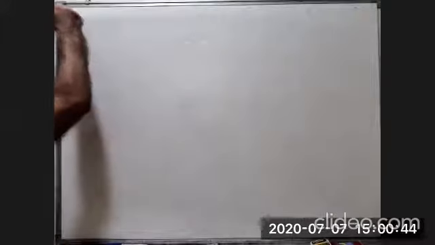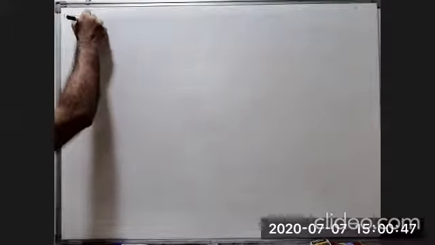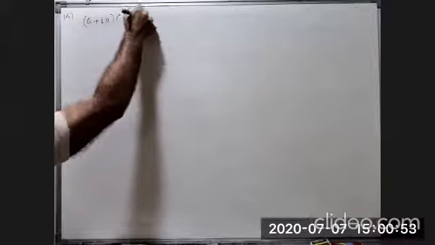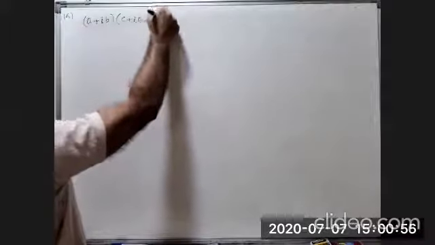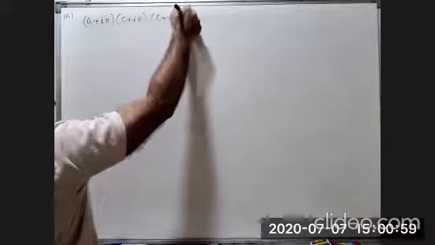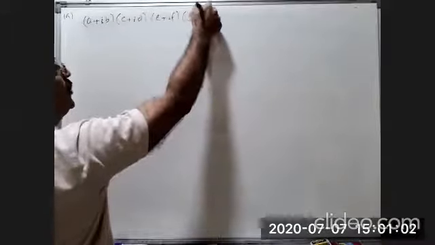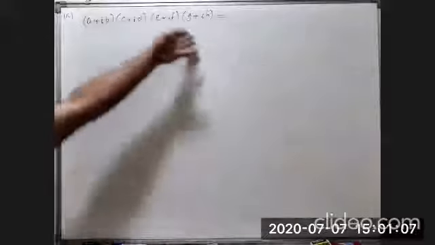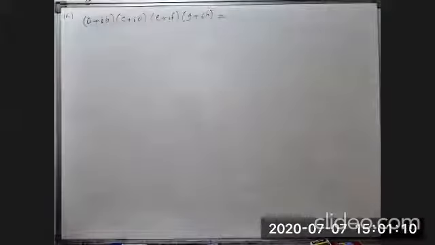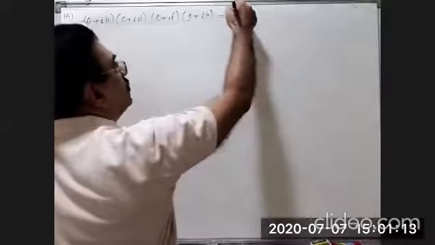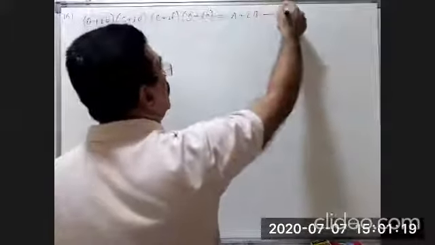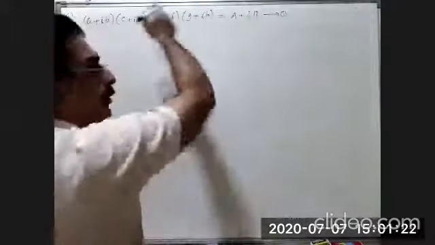The complex number (a plus ib)(c plus id)(e plus if)(g plus ih). It's a complex number. Only thing is it is not in standard form. So this complex number, if it is equal to A plus iB, call it equation one. The question is to find a square plus b square.